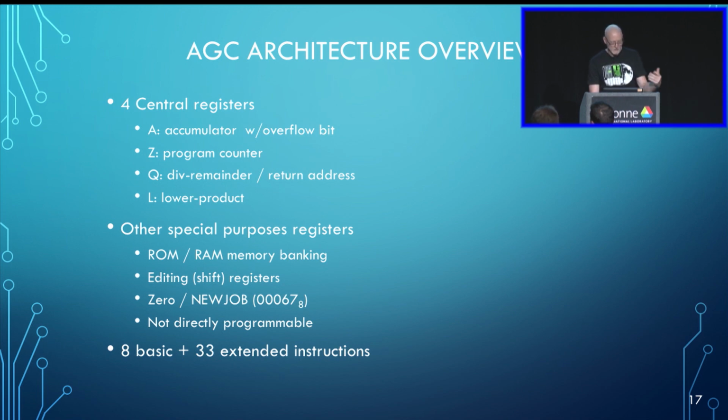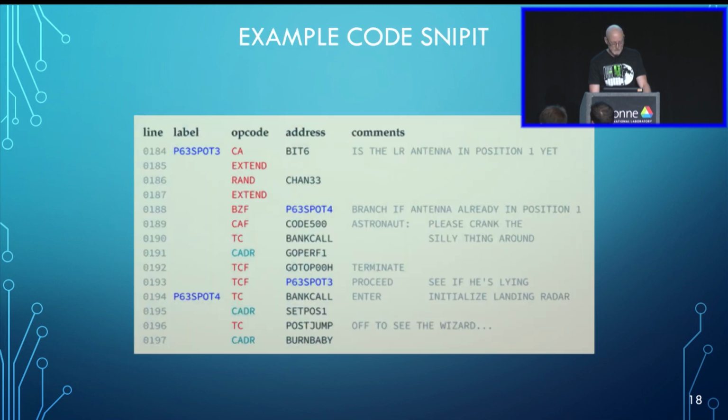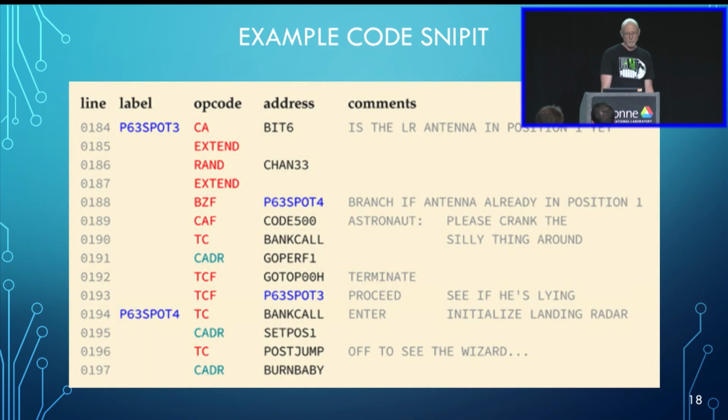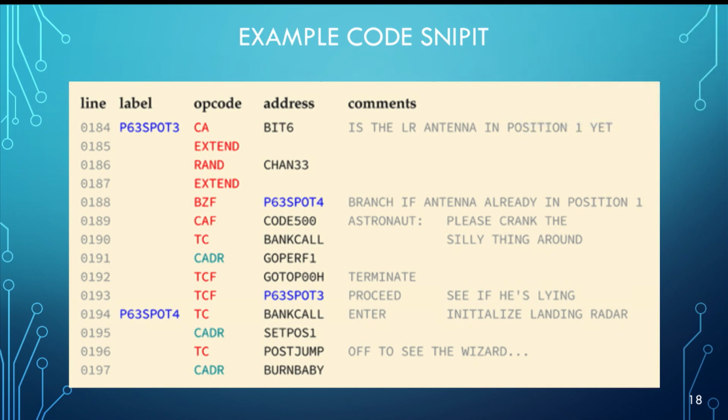The instruction set was 8 basic instructions and 33 extended instructions, programmed in assembly language. This is a real interesting snippet of assembly language, not so much because of the actual opcodes in red there, but because of all the comments that the developers, the software engineers writing the code at the time, had put into it. And by the way, all this code is actually on GitHub, and it runs on the virtual Apollo guidance computer.